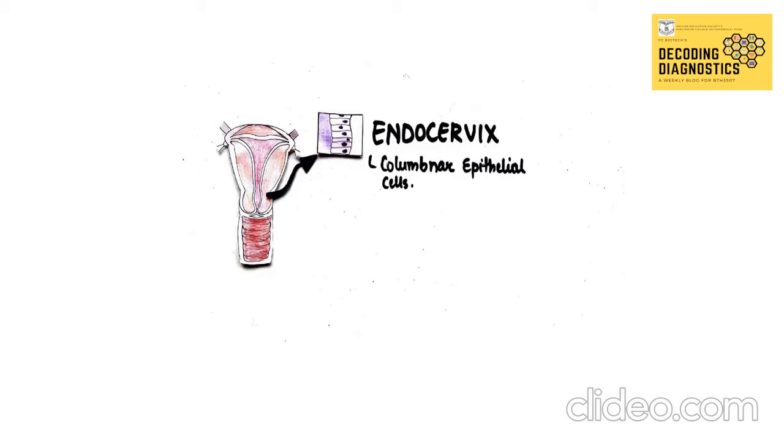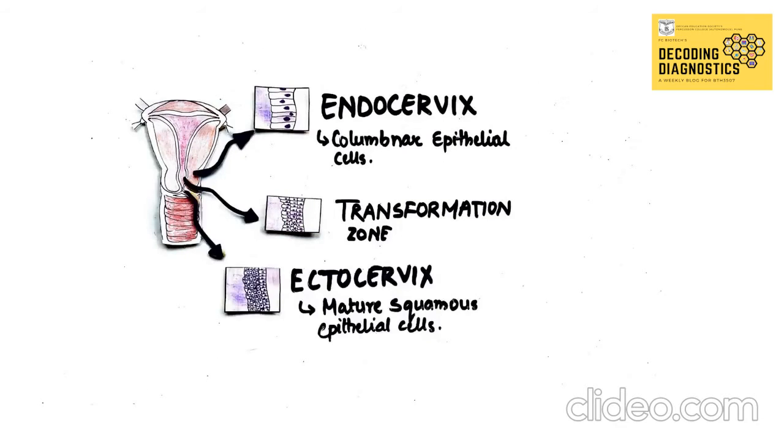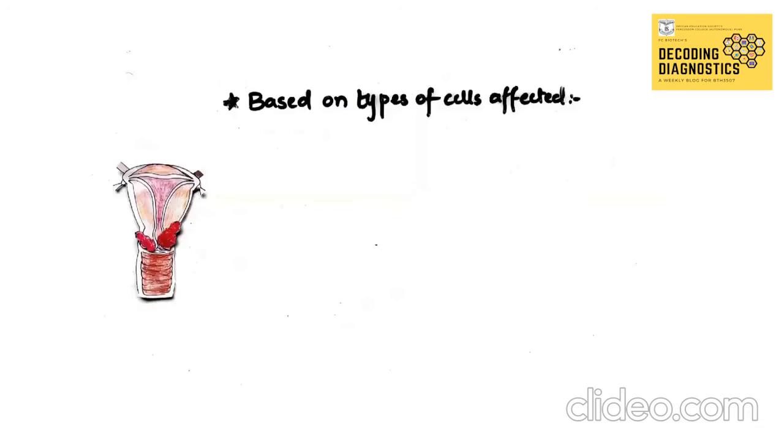The part of the cervix that opens into the uterus is called the endocervix and is lined by columnar epithelial cells. The transformation zone is the area where both columnar and squamous cells meet. The part of the cervix that opens into the vagina is called the ectocervix and is lined by mature squamous epithelial cells.